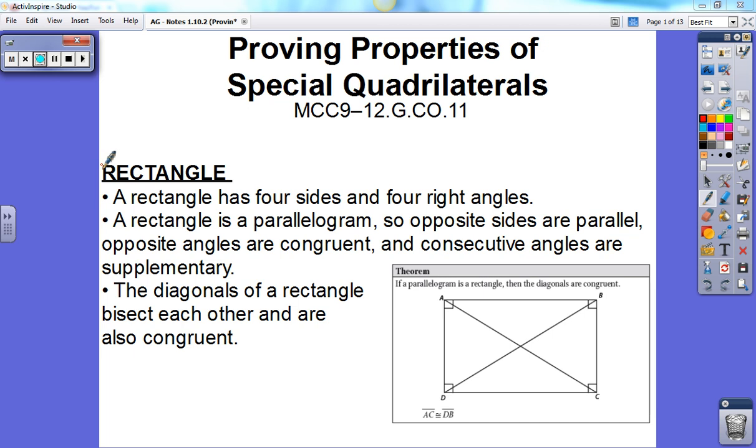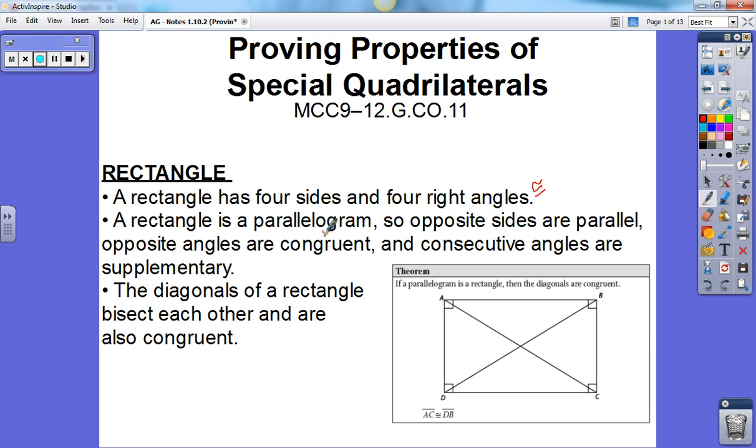If we're talking about a rectangle, remember the rectangle has four sides and four right angles. So all of the angles are congruent because they're all right angles. A rectangle is a parallelogram, so that means all of the properties, the five main ones we talked about in the last lesson, hold true for a rectangle because it is a parallelogram.